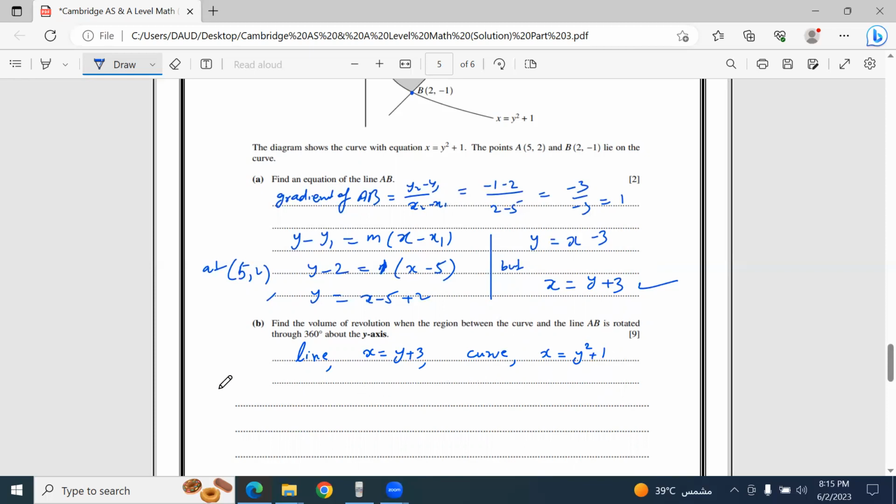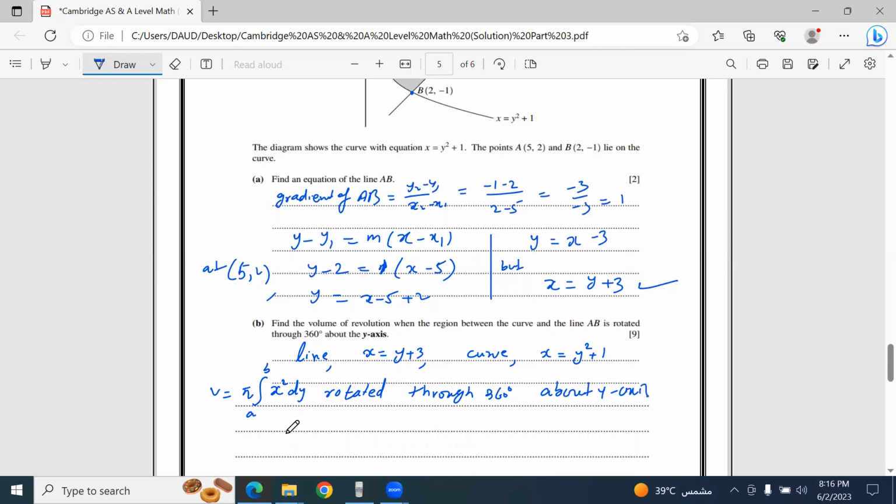So we need to use a formula, volume, which is pi integral from a to b of x square dy. This formula will help us when it is rotated through 360 degrees about the y-axis.